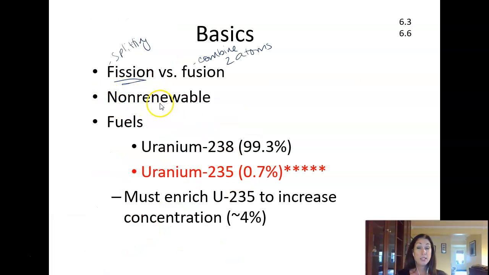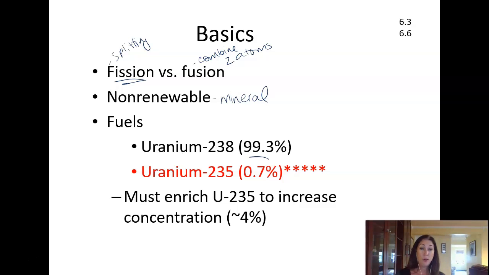Now some other basics: it is non-renewable because this is from a mineral. We are not going to be able to make new uranium, so we do consider it to be a non-renewable resource. At some point we will run out of it. There are several different types of fissionable fuels that we can use, but the most common is uranium. Uranium is a relatively common element in our Earth's crust, but most of it, 99.3%, is uranium-238.